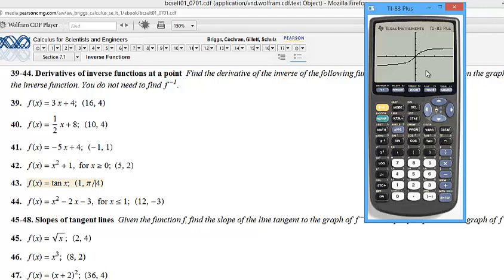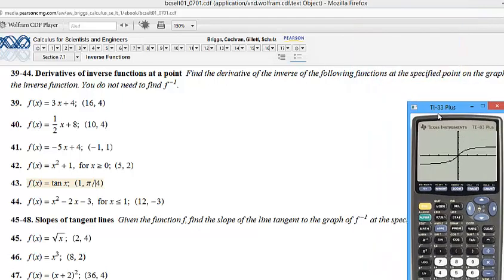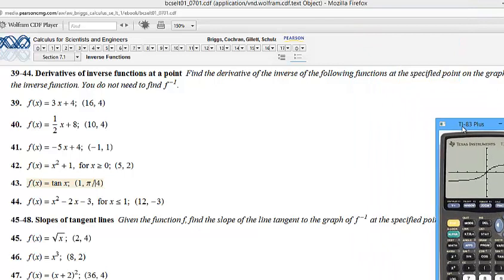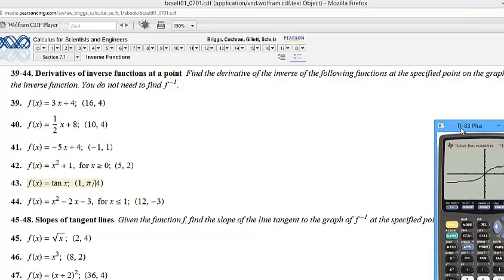Okay, next. What are we trying to do in this problem? Find the derivative of the inverse of the following functions. Well, okay. So really, hey, that actually works. Nice job, Paul. Well, not quite. 5 or 2 is a little high.